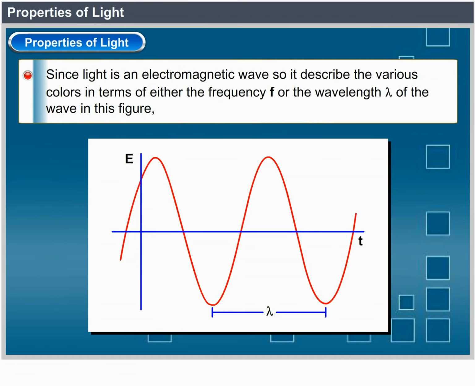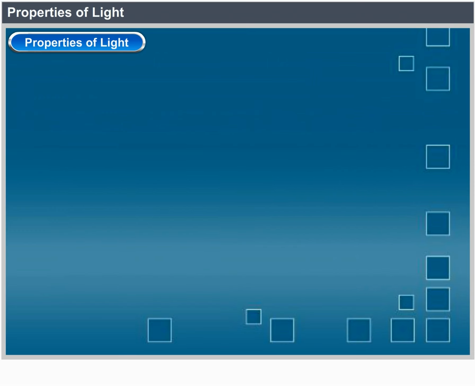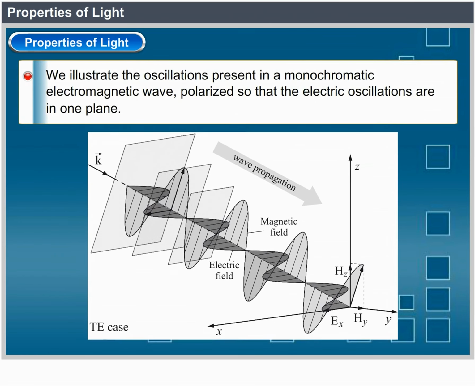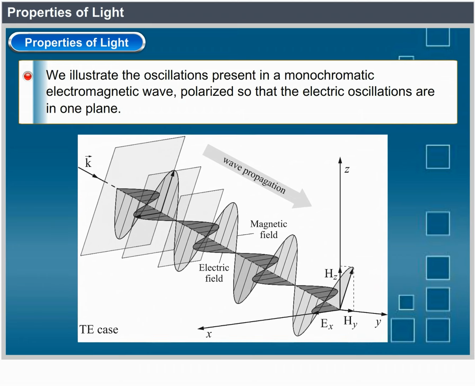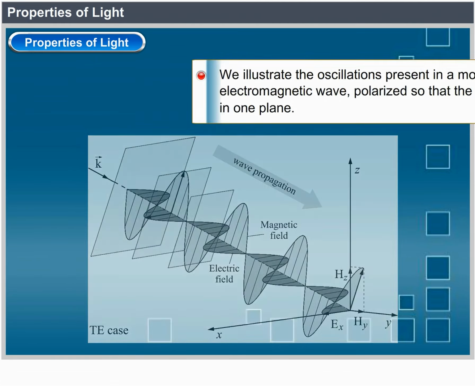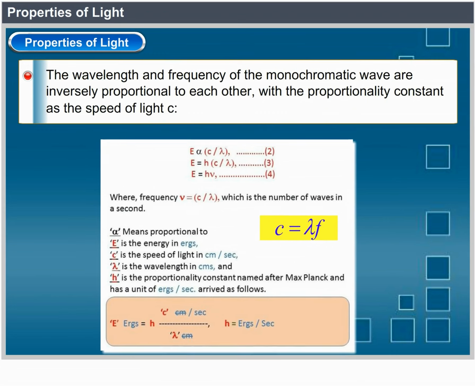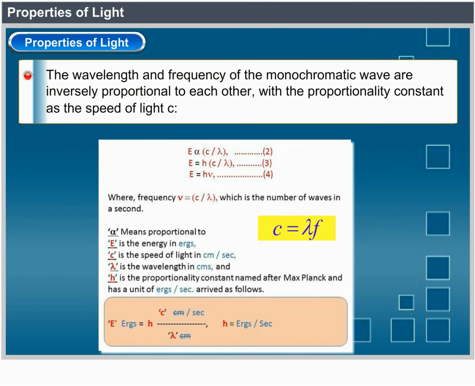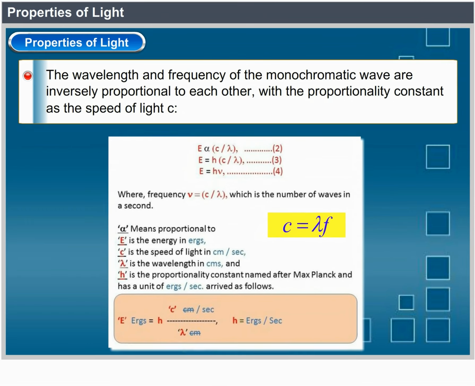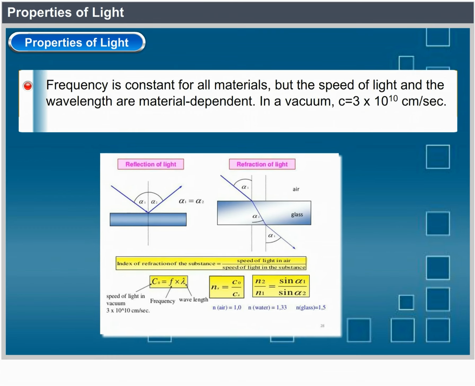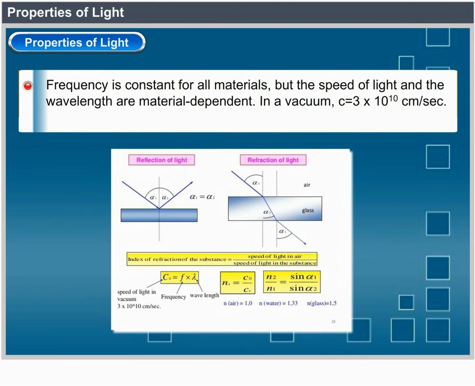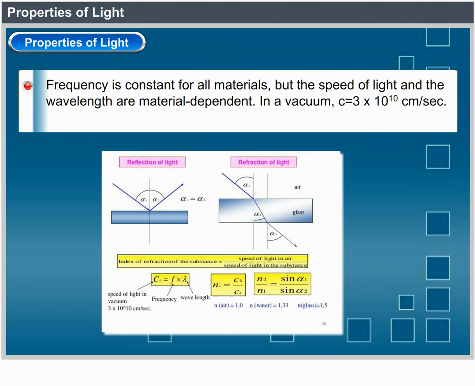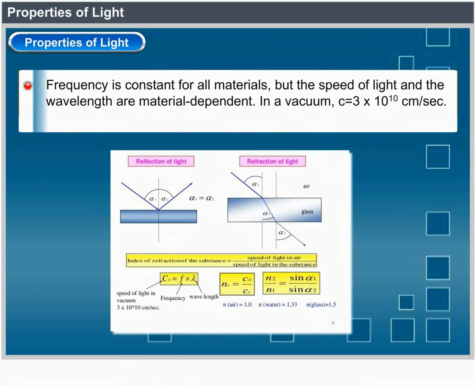Since light is an electromagnetic wave, we can describe the various colors in terms of either the frequency f or the wavelength lambda of the wave in this figure. We illustrate the oscillations present in a monochromatic electromagnetic wave, polarized so that the electric oscillations are in one plane. The wavelength and frequency of the monochromatic wave are inversely proportional to each other, with the proportionality constant as the speed of light c. c = lambda f. Frequency is constant for all materials, but the speed of light and the wavelength are material dependent. In a vacuum, c = 3 × 10^10 centimeters per second.